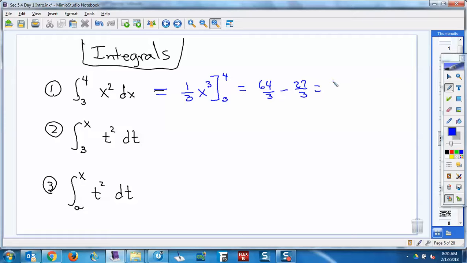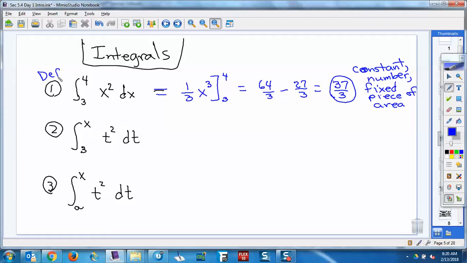what, 37 thirds, right? But the important thing is this is a constant, a number, a fixed piece of area. This is called a definite integral right here, okay?